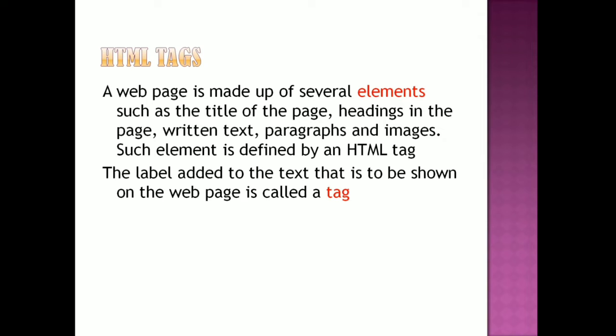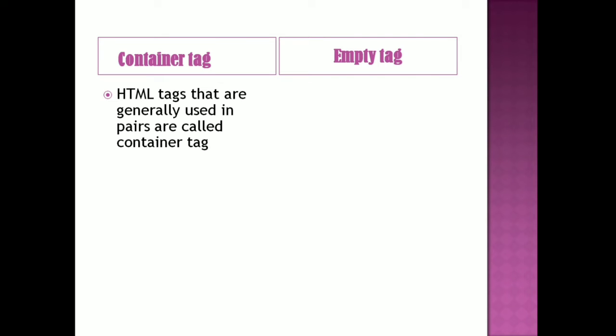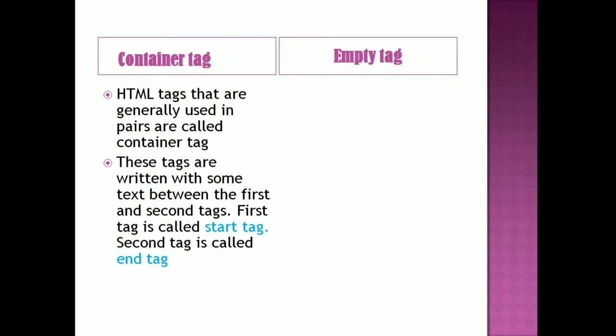So an HTML tag is nothing but a label added to the text that is to be shown on the web page. And whenever we are using the HTML tag, it is always enclosed in angle brackets. We can have two types of HTML tags, container tag and empty tag. Usually the container tags are used in pairs. And the first tag is called the starting tag and the second tag is called the ending tag. And whenever we are using the ending tag, we have to place a forward slash in front of the starting tag.